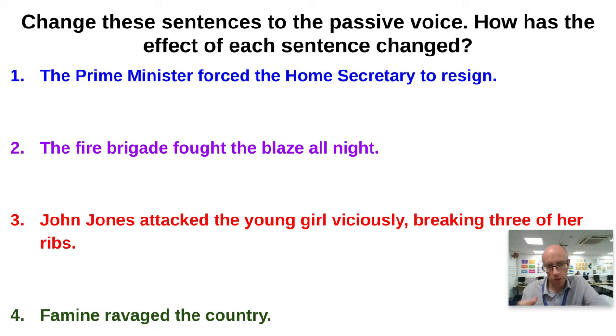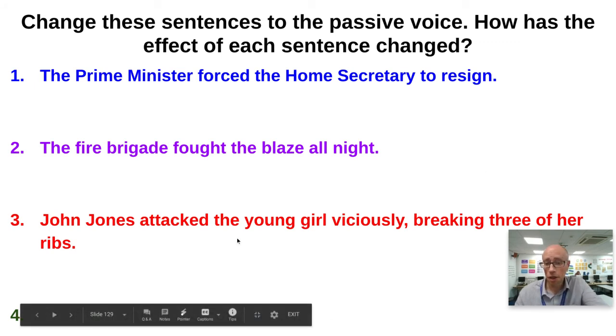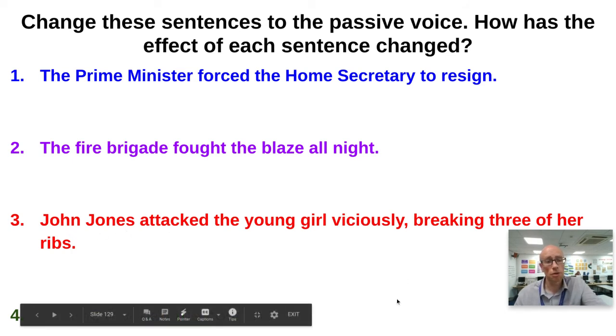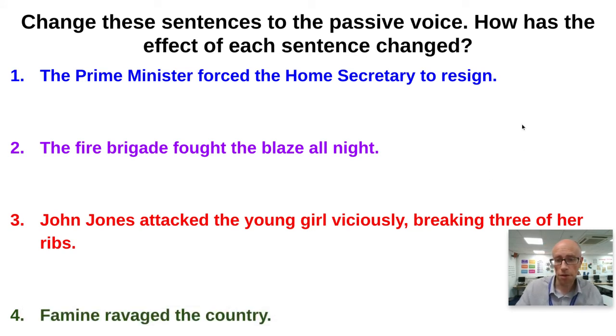So the blaze was fought all night by the fire brigade. So it's putting the focus there on the fire, on the blaze itself, and less emphasis is being put on the fire brigade. John Jones attacked the young girl viciously, breaking 3 of her ribs. So the young girl was attacked viciously by John Jones, breaking 3 of her ribs. Again, the focus there is on the victim rather than the perpetrator of the crime.